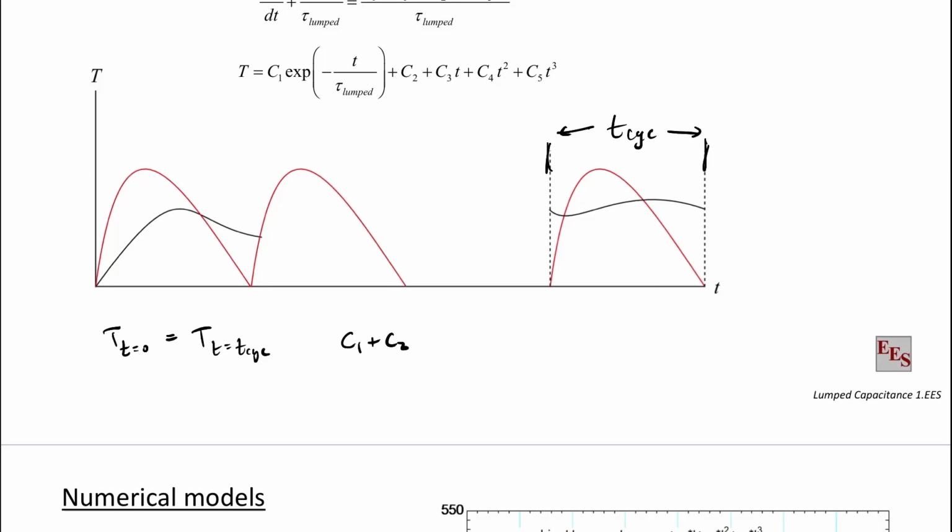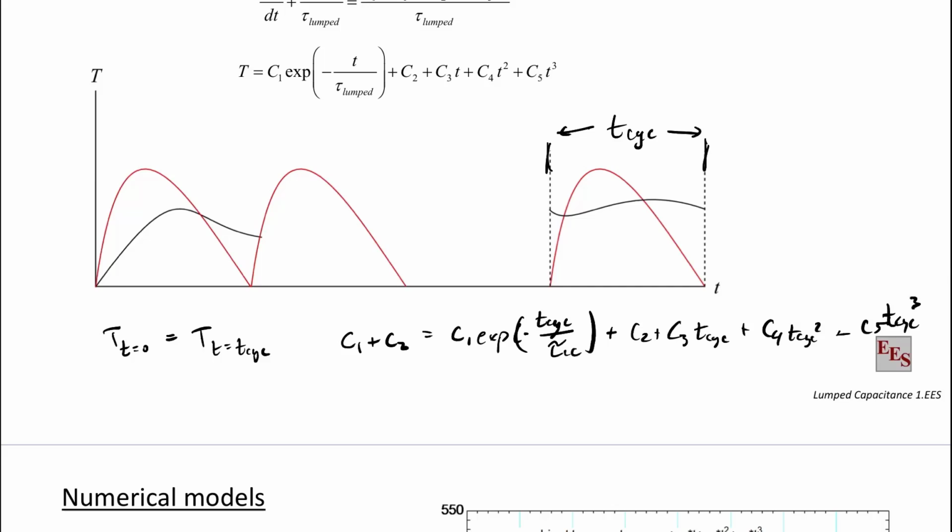That's our temperature expression evaluated at time 0, and it has to equal our temperature expression evaluated at time t cycle, which is C1 exponential of t cycle over tau LC, plus C2, plus C3 t cycle, plus C4 t cycle squared, plus C5 t cycle cubed. Okay, so this is a totally valid boundary condition. We're just trying to force our general solution to fit this particular situation.